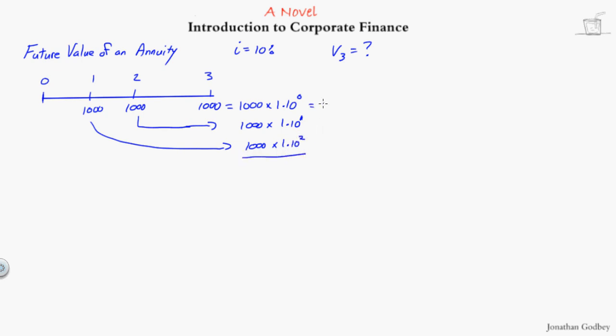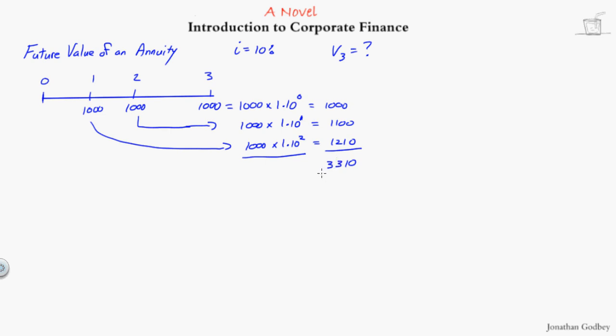So this is equal to 1,000. This is equal to 1,100. This is equal to 1,210. So I add them up, and that's worth 3,310. So you see, I take them individually. The payment that you get 2 years from now winds up being worth 1,100. The payment you get a year from now winds up being worth $1,210 if you were to take it out of the account at year 3.